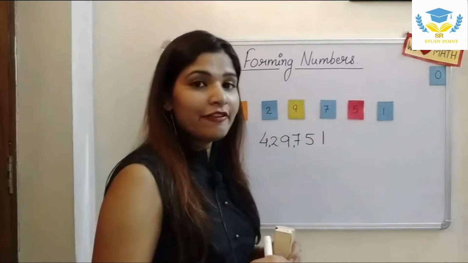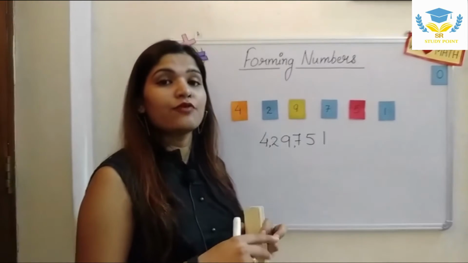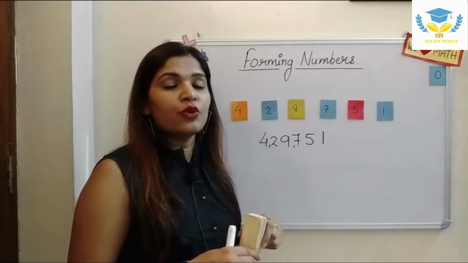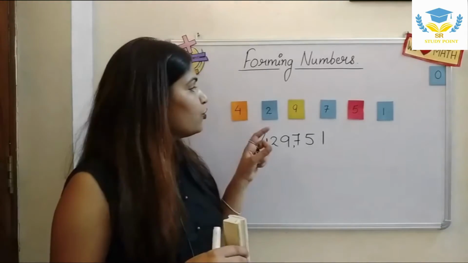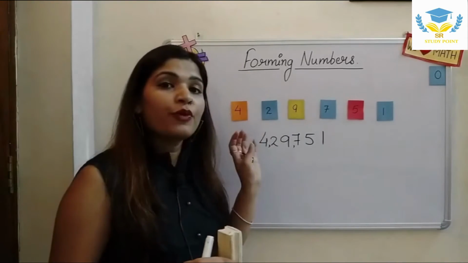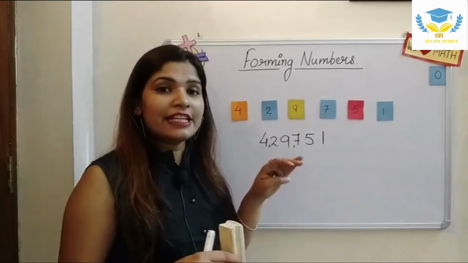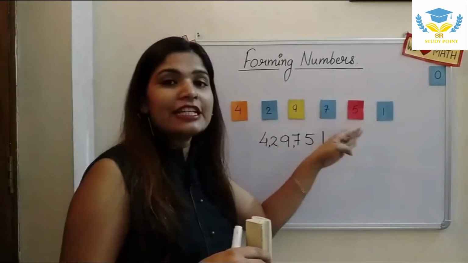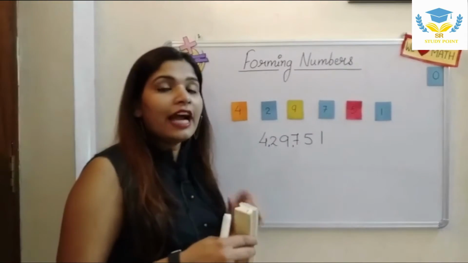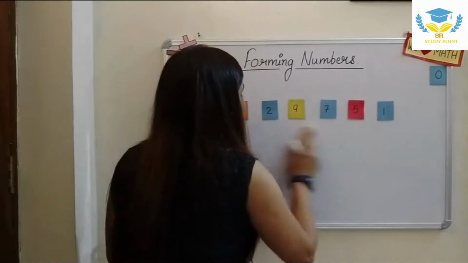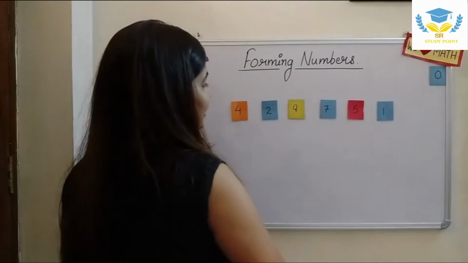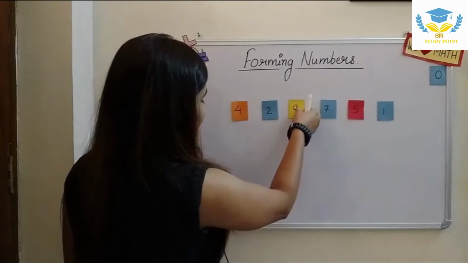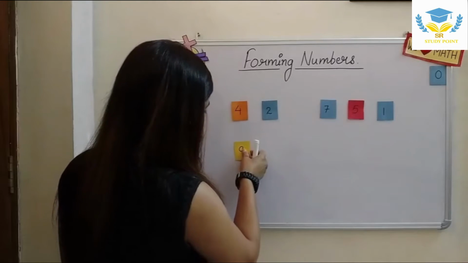But children, if somebody asked us to form the greatest number by using these digits, so what do we need to do? Yes, we need to do the same as how we are arranging the numbers in descending order. So same as we are going to arrange these given digits in descending order. For that, the first step was to take the greatest digit. So what is the greatest digit over here? Yes, it's 9. Let me take out 9.